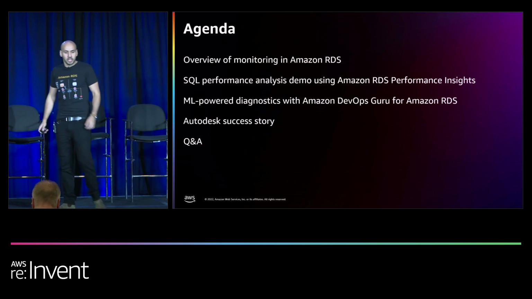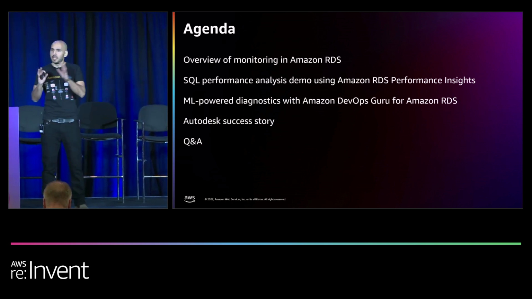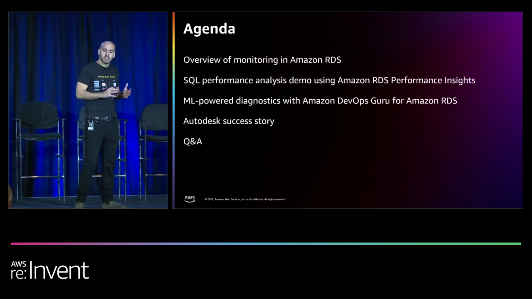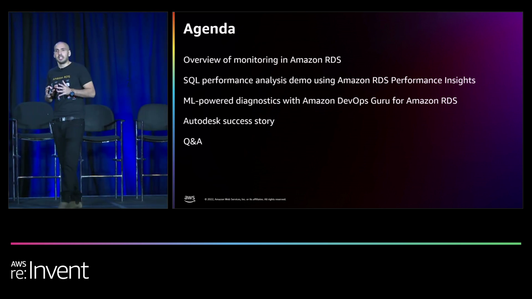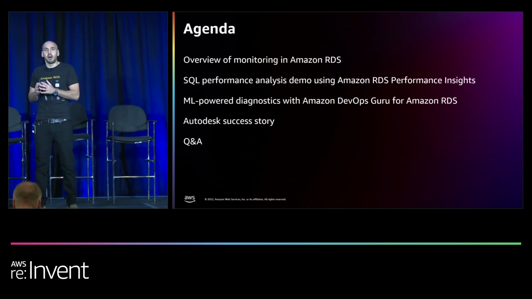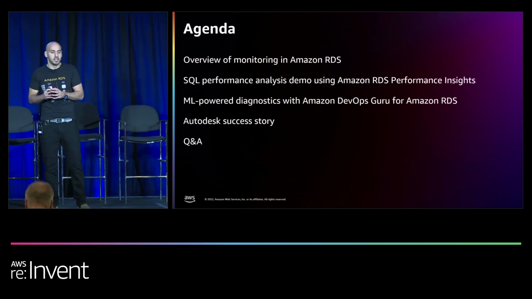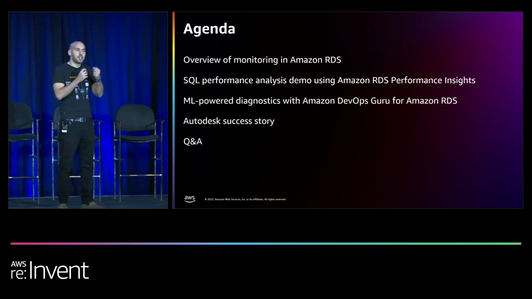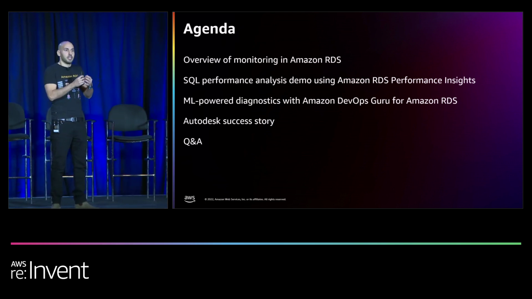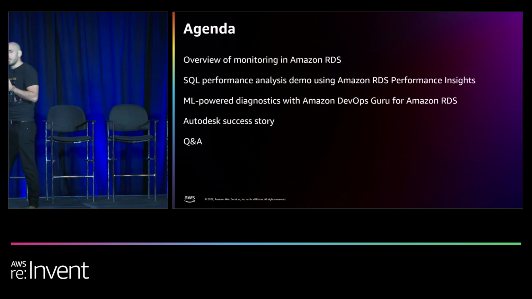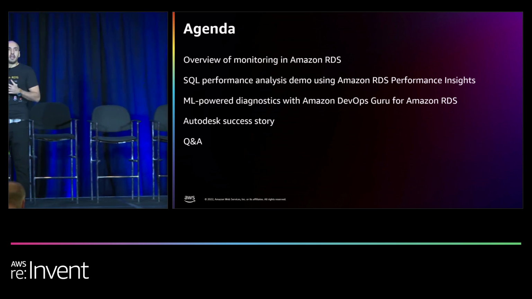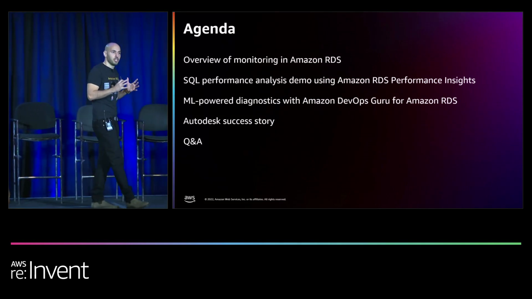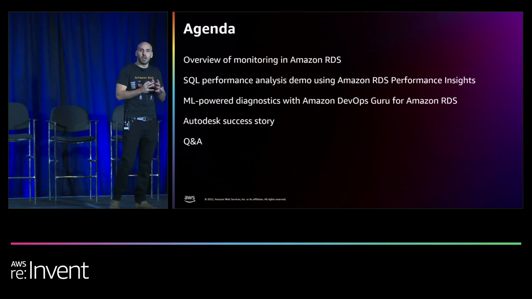So let's get started with the agenda. We're going to start out a bit slowly, setting some context, telling you a little bit about Amazon RDS, and then we will dive deeper into the various monitoring tools and offerings that AWS provides. In the second part, you will see a demonstration, so you can see how we actually diagnose and troubleshoot a performance challenge in Amazon RDS. After that, you're going to learn about the latest innovation with performance diagnostics and troubleshooting.